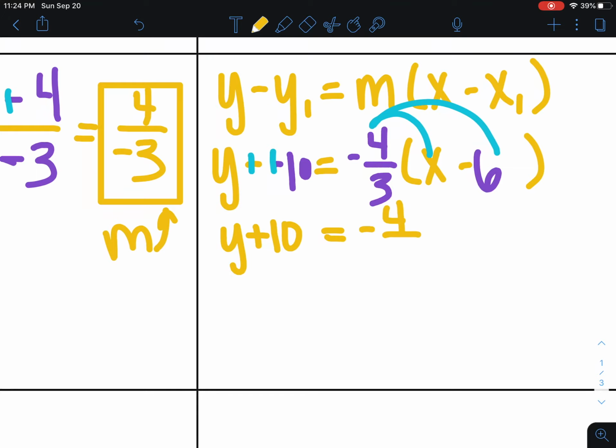And then negative 4/3 times x is negative 4/3 x. Negative 4/3 times 6 is positive 8. All right, there we go. So now, just like we did for number 1, we're going to clean this up because we have to get it into slope-intercept form. We've got to get y by itself, right?